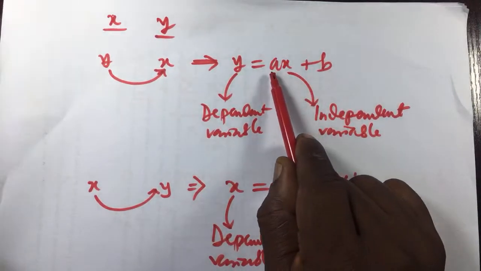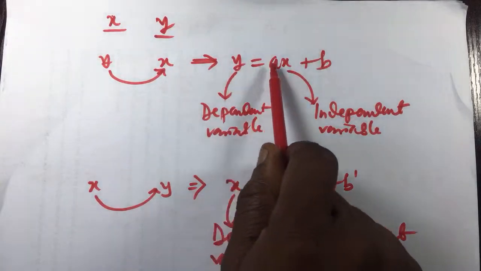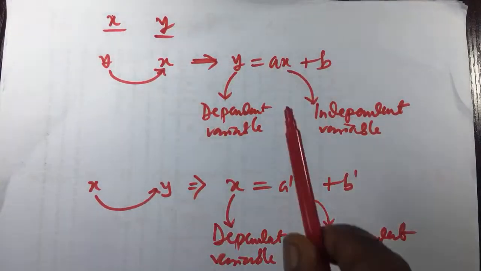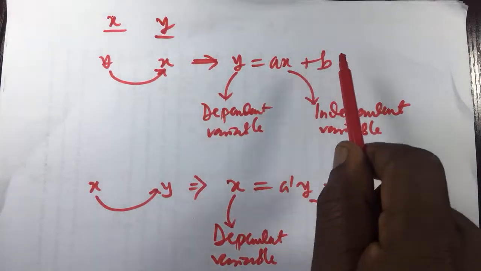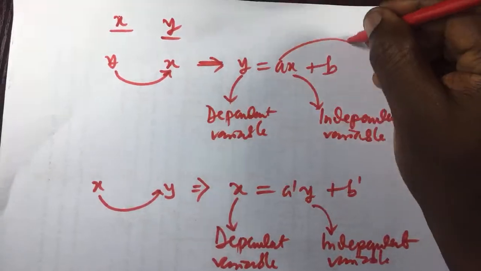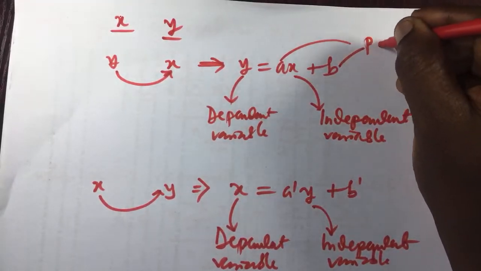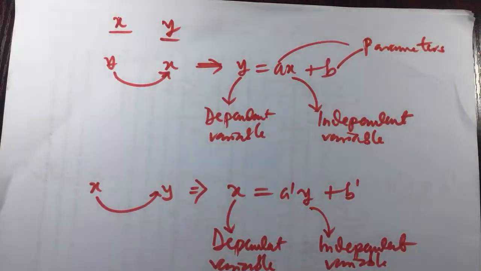These two values here, a and b, are concrete values. They are constants, so they are actual values, but these are variables. Y and x are variables. So y is the dependent variable, x is the independent variable. A and b are constants called parameters. So what do we call a and b? We call both of them parameters of the regression model.